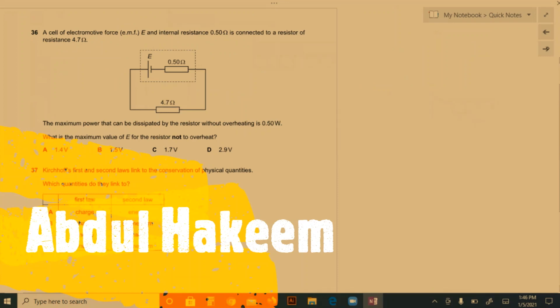Now move to number 36. The question is: the maximum power that can be dissipated by the resistor without overheating is 0.5. What is the maximum value of the EMF for the resistor not to overheat?